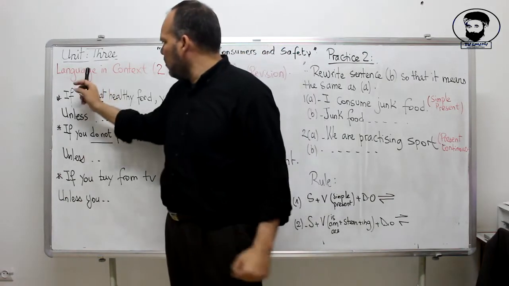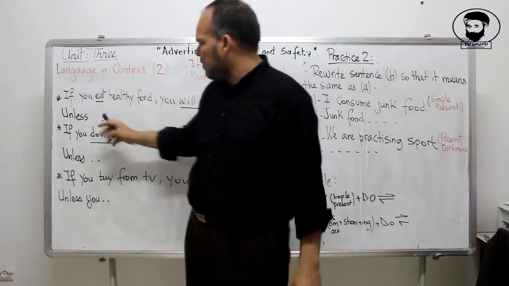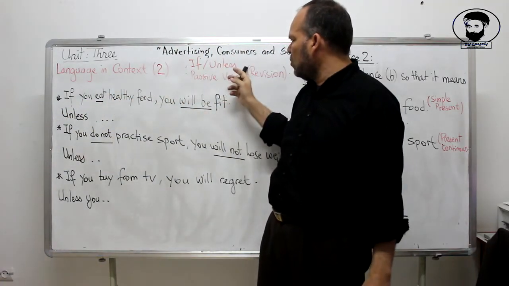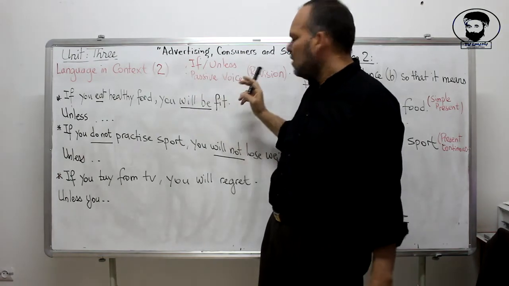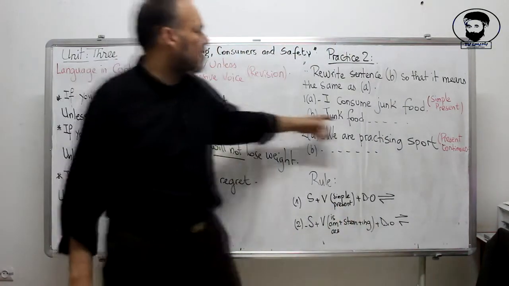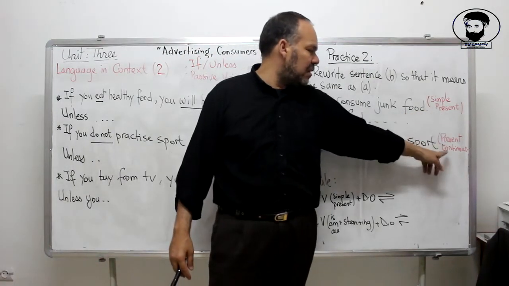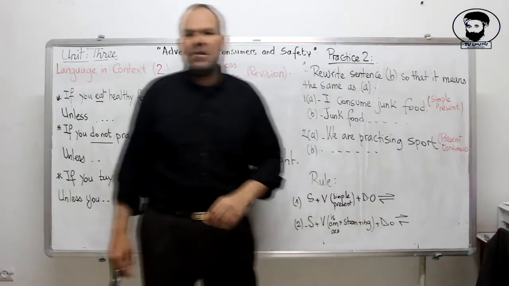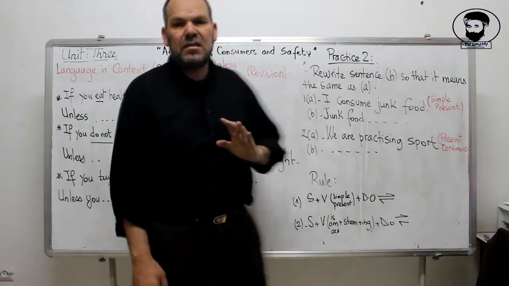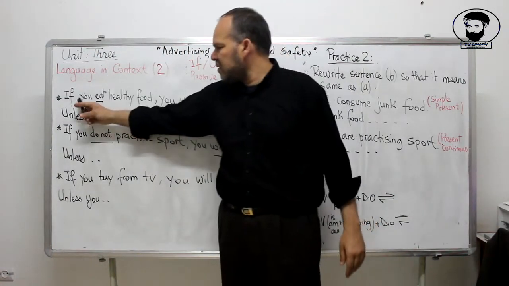Now, today we're in language in context 2. We are going to revise the if-unless clause and the passive voice revision. The passive voice is going to be seen through the simple present and the present continuous. I'm going to see these two forms later. But today, let's start with the if clause.